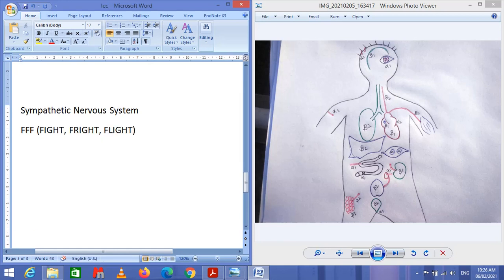Why is the sympathetic nervous system stimulated during these three conditions? Because the sympathetic nervous system gives sympathy to the body during these three conditions. It provides us more energy to fight someone, to fight something, to fight some stress condition. It provides more courage to the body, more courage to the brain. It provides more accuracy to our body organs.